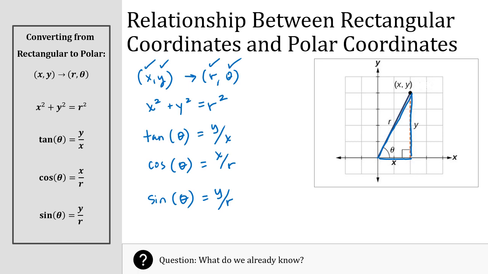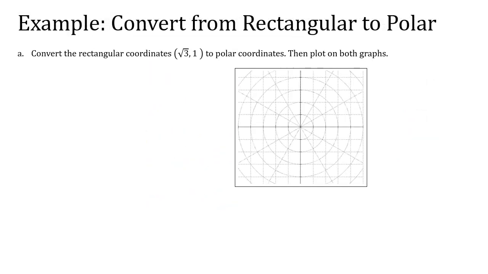So given a rectangular coordinate, x comma y, we can find the polar coordinates r comma theta. Let's take a look at an example. So let's look at this example. Part A, convert the rectangular coordinates square root of 3 comma 1 to polar coordinates. Then plot on both graphs.